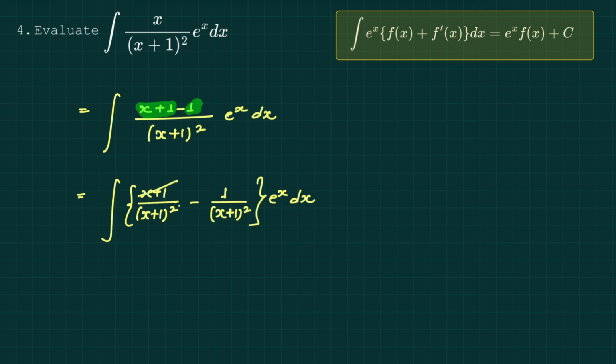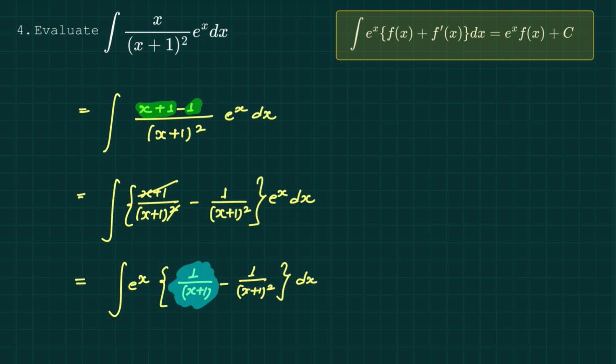So here x plus 1 and this square got cancelled. So this equals, let us write e to the power x at first, and inside the bracket we will have 1 by x plus 1 minus 1 by x plus 1 whole square, dx. Now let me consider this term, 1 by x plus 1, to be f of x.